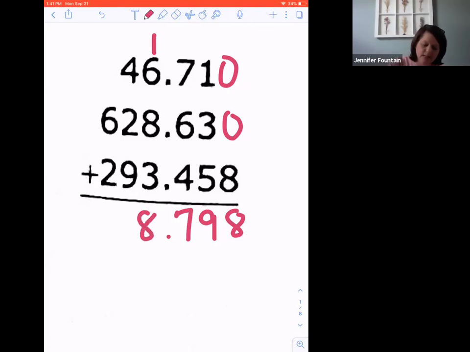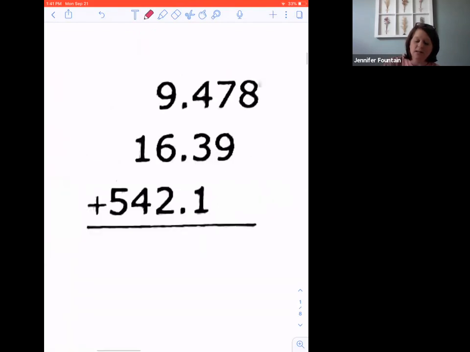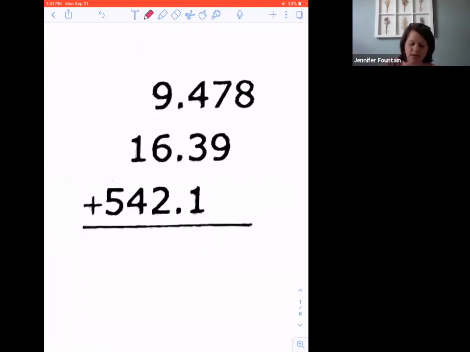Put down my 8, carry my 1. 1 plus 4 is 5. 5 plus 2 is 7. And 7 plus 9 is 16. Put down my 6, carry my 1. 6 plus 1 is 7. 7 plus 2 is 9. 968 and 798 thousandths. How'd you do? All right, go ahead and work the one next to it. Let's go ahead and fill in those placeholder zeros and go for it.